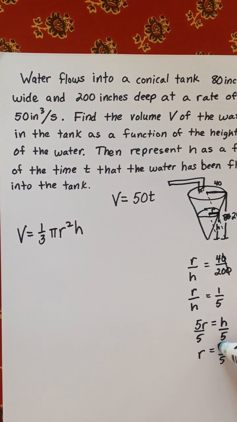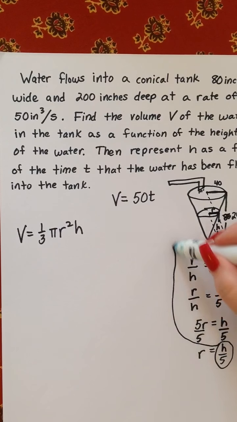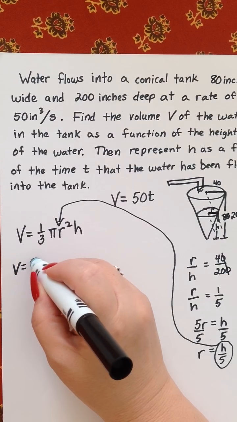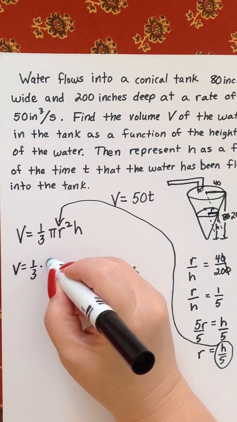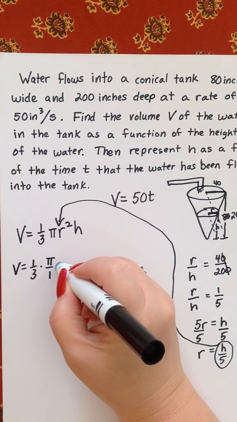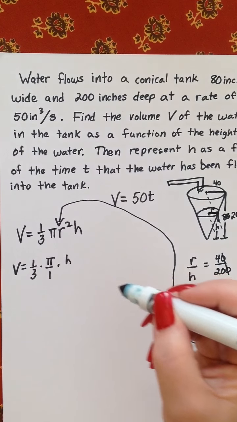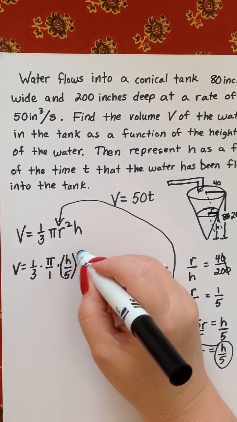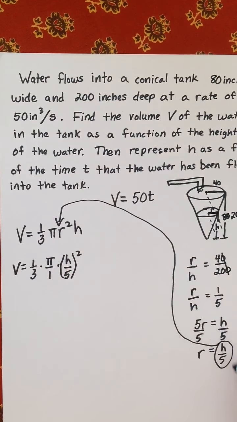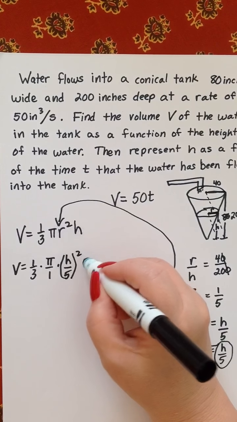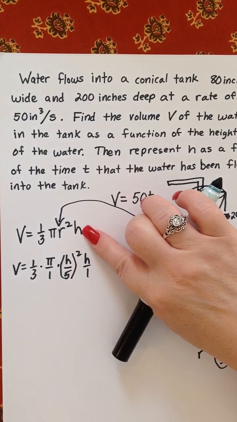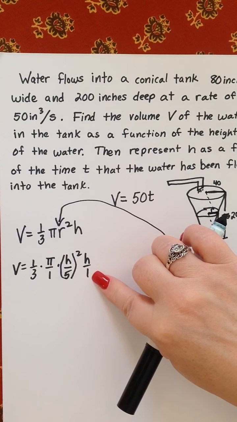So what I'm going to do now is take that value I got for the radius and substitute it for the r that's right there. You could say volume is equal to 1/3, I'm going to call everybody a fraction, times pi over 1 times h over 5 squared, because I substituted, instead of r, I put in h over 5, and then times h over 1. Remember, if you have a whole number that's not written as a fraction, you can write it as a fraction, just put it over 1.